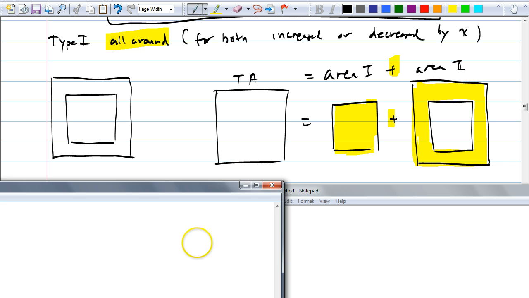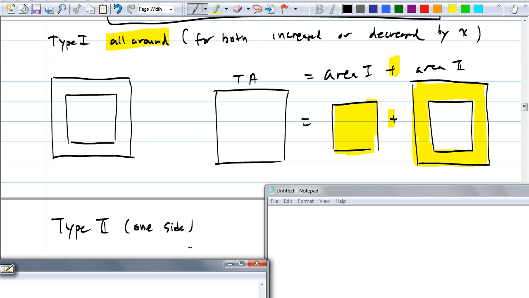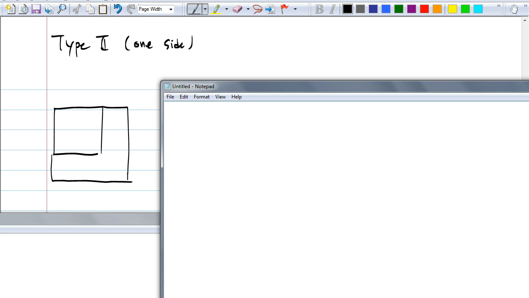So what about for type 2 then? May I move down a little bit? Okay, let's look at type 2. So type 2, again, this is for either area increased by x or decreased by x. Doesn't matter. Don't we get this type? What is the total area going to be? Remember I told you the formula for these area problems is always the same, correct? Total area is equal to what?